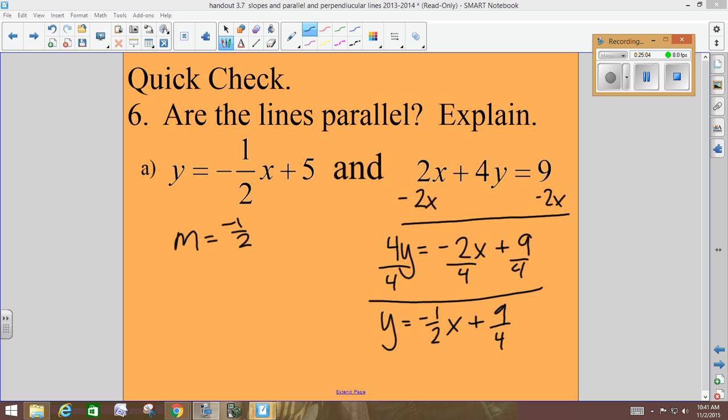What's the slope of the second line? -1/2. Are the lines parallel? Yeah, because the slopes are what? Yeah. So right, yes, parallel, same slopes.